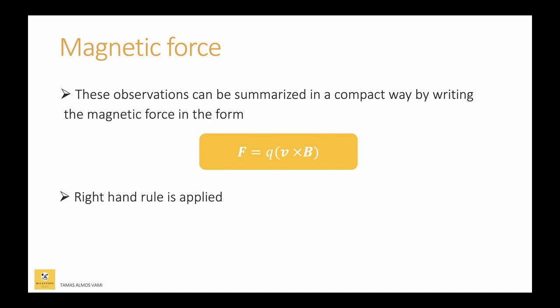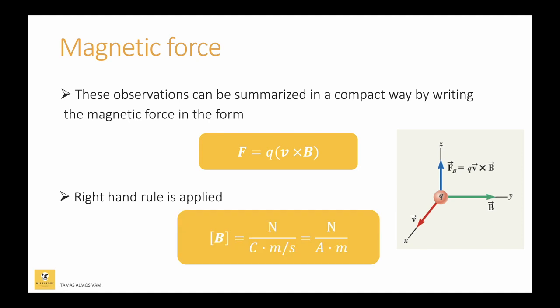So if you put your thumb along the F, then your pointing finger will be the v, and then your middle finger is going to be the B vector. So that's how you get the magnetic field direction. So here you go, you have F here, v, and B here. This you can do with your left hand, but you can also do it with your right hand.